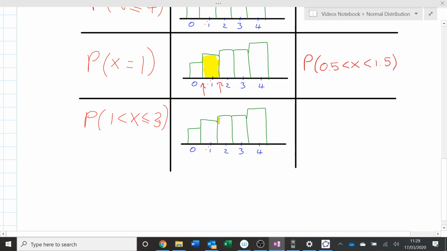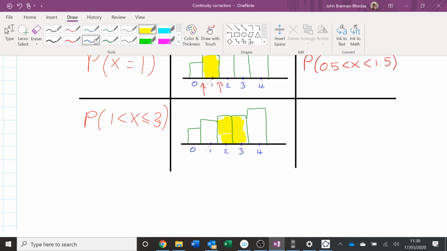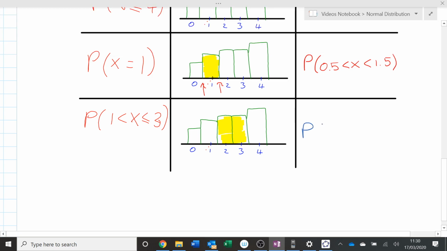Greater than 1 and less than or equal to 3 is going to be these two bits. And so I get the probability of greater than 1.5 up to less than 3.5. It's very, very easy to forget to continuity correct when doing these questions. So you've got to be super, super careful to remember to do it. It's not that hard as long as you remember to do it.